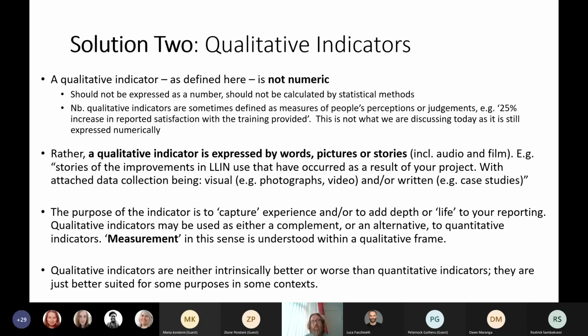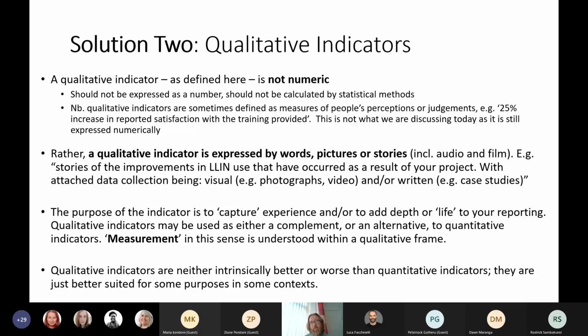So satisfaction is a highly subjective concept. This type of indicator might be described as qualitative because it is measuring something that is somewhat intangible. However, this is certainly not what we're referring to here. Rather, qualitative indicators are expressed by words, pictures, or stories. And again, I've given an example there from the malaria program: stories of the improvements in bed net use that have occurred as a result of your project, with attached data being visual and/or written.